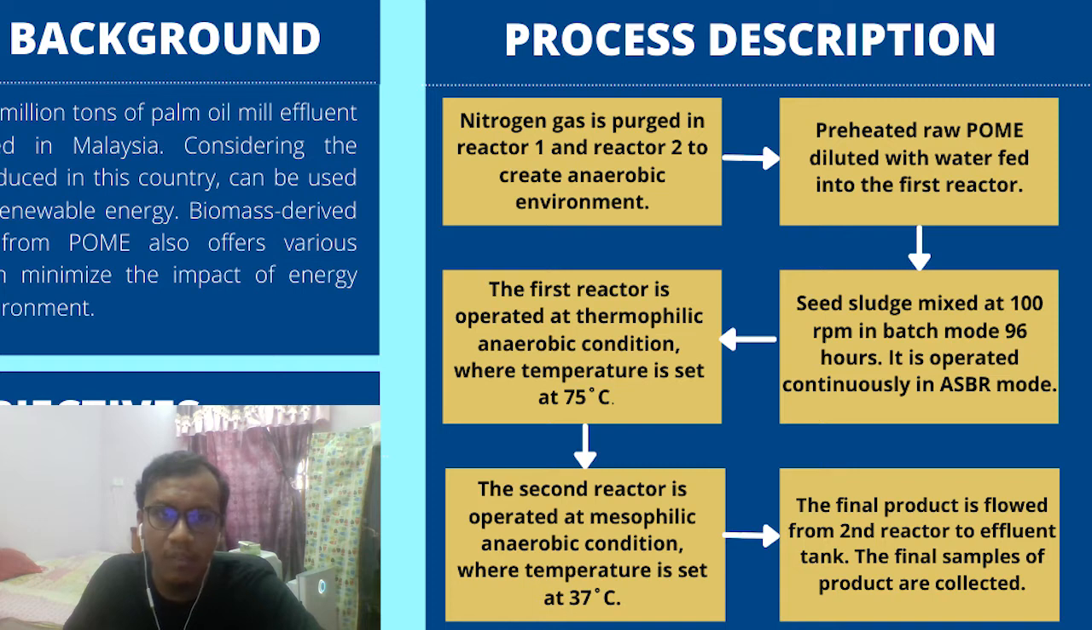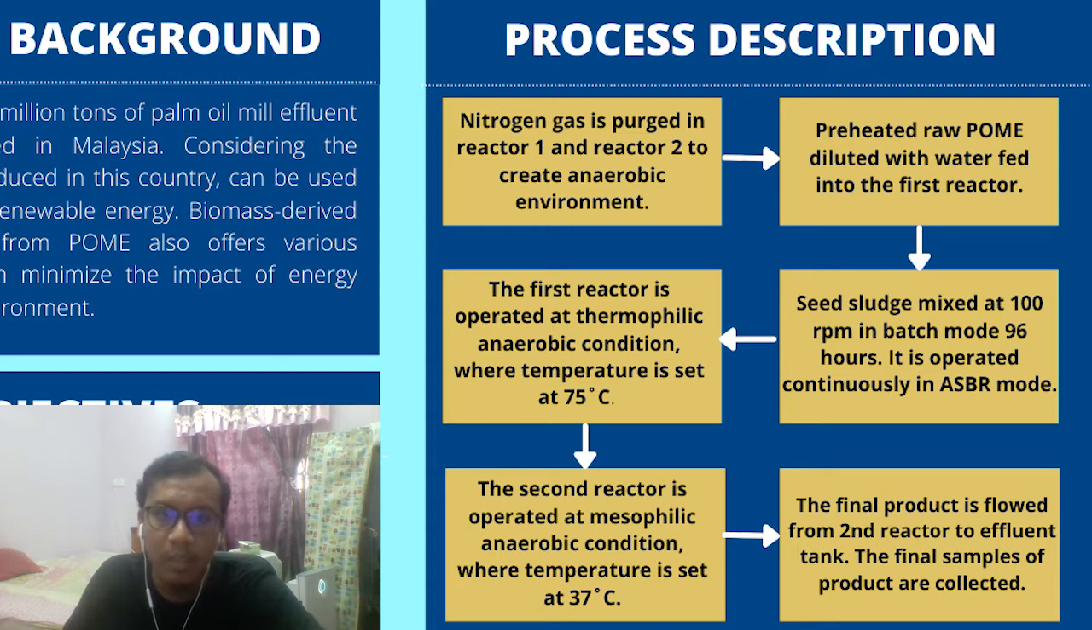The product from the first reactor then will be submitted to the second reactor for mesophilic digestion. At the second reactor, the condition of the reactor is adjusted to provide mesophilic condition, which is temperature equal to 37 Celsius. The product of this reactor is flowed to the effluent tank so it can be recorded and analyzed further. The leftover biomass product is recycled into the system.